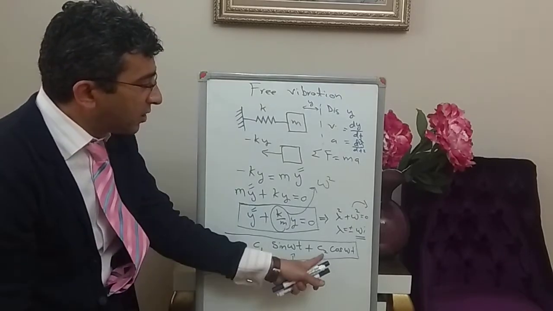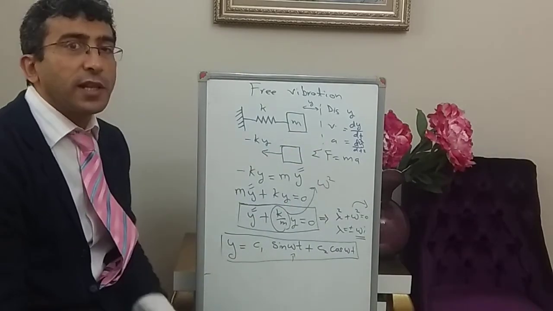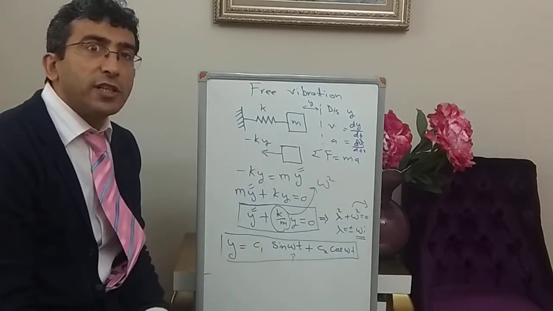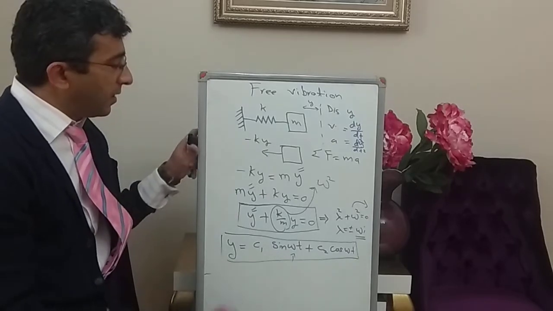Coefficients C1 and C2 can be found from the initial conditions: what is the initial velocity that you give, and what is the initial displacement you give. So the free vibration response is harmonic.